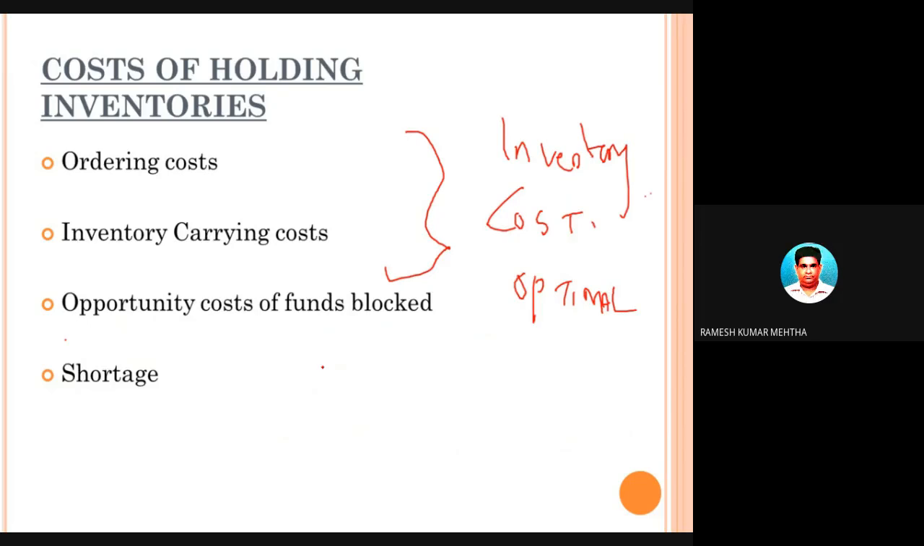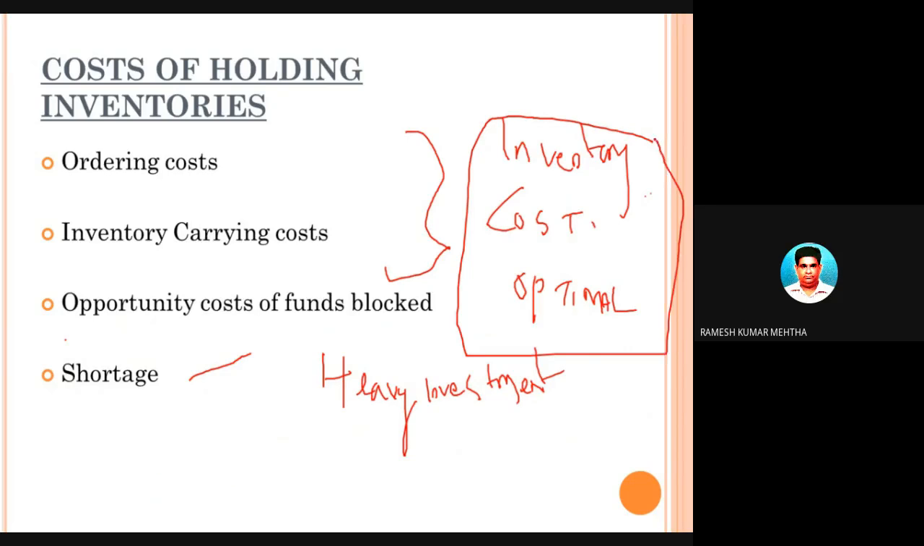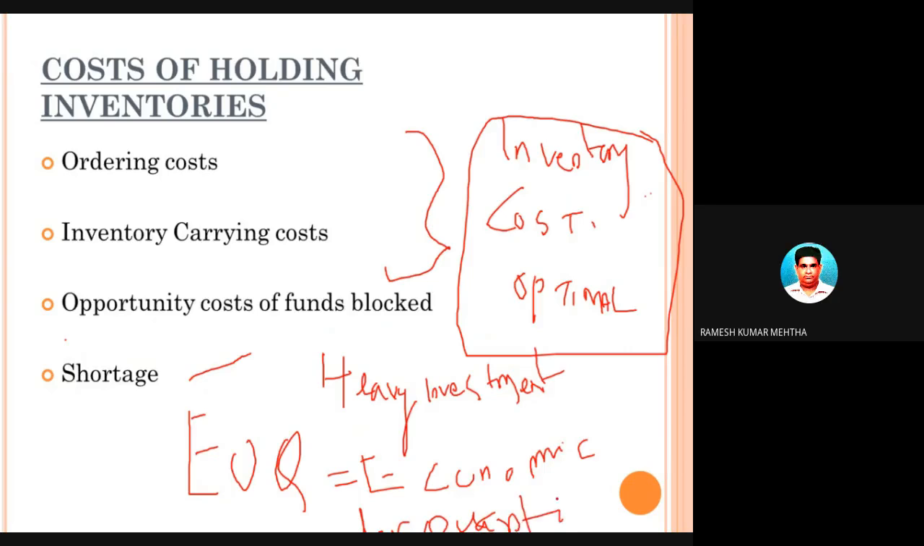It means there should not be shortage, and there should not be heavy investment in inventory. You should have an optimal inventory, I am calling it. So when I use the word optimal inventory, or inventory cost should be optimal, then we use the word EOQ. Now, what do you mean by EOQ? Today, if time permits, we are going to do a small problem on EOQ, that is economic order quantity. You can expect a question in your examination, a problem and a theory on economic order quantity. Okay, we will do a small problem when time permits.